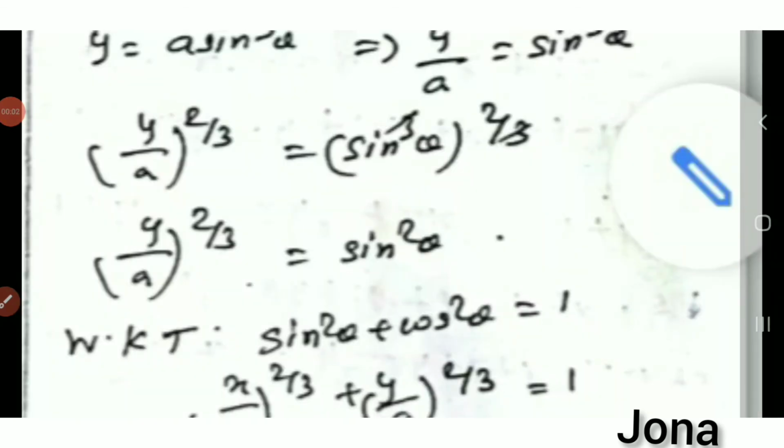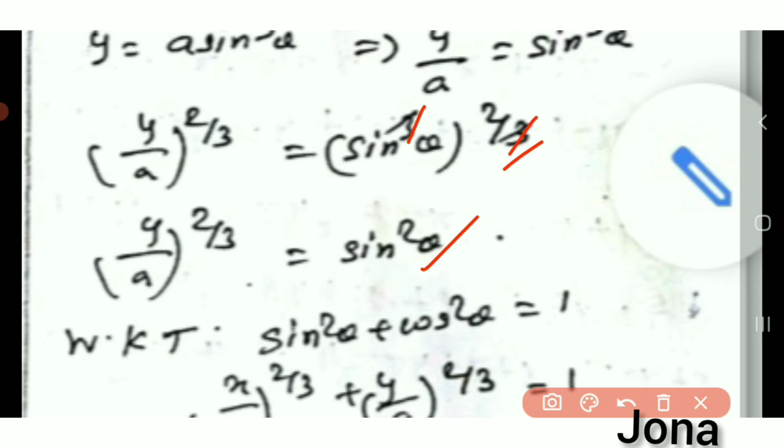Now we have y equal to a sin cube theta, that is sin cube theta equal to y by a. We take the power 2 by 3 on both sides, so that we have y by a the whole power 2 by 3 equal to sin cube theta the whole power 2 by 3. We can cancel the 3 and 3 so that we have sin square theta equal to y by a the whole power 2 by 3.